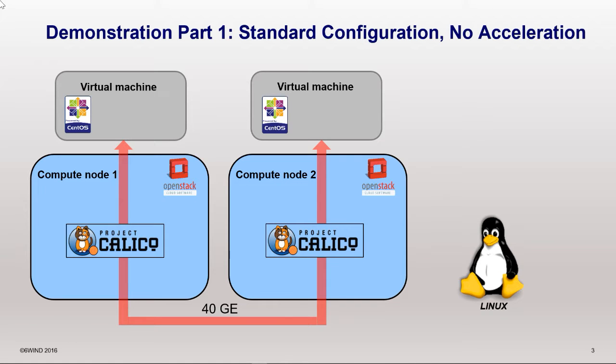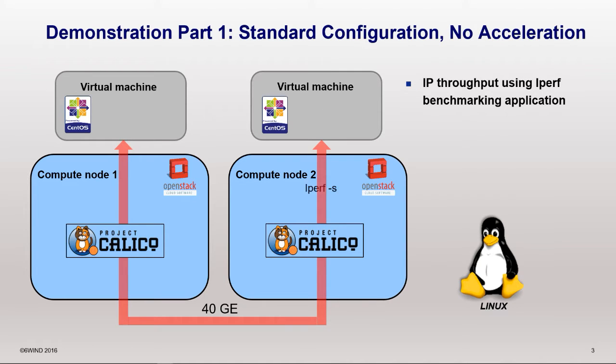In part 1, Calico is deployed in a standard configuration with no acceleration on two identical compute nodes comprised of a Red Hat OS running on an Intel Xeon E5-2690 V3 processor with 12 cores and one 40 gig interface used for testing. A single CentOS VM resides on each compute node. For IP throughput testing, we deploy and run the iPerf benchmarking application on both VMs.